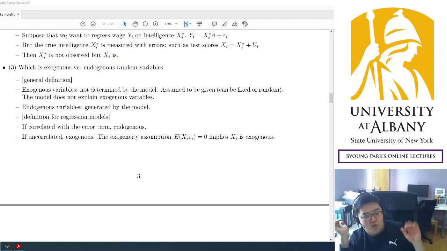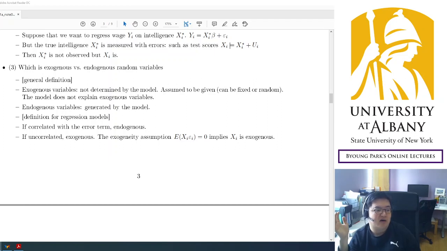For example, we are interested in the linear regression of salary on your education. Then this model is to explain how the salary is determined. We do not care about how the education is determined. So education is an exogenous variable in this case, right? Later we are going to relax that assumption, but just conceptually, exogenous variables are just given. It's assumed to be exogenously given, maybe random or maybe fixed, but I don't care. I don't know how it is generated, it's just given.